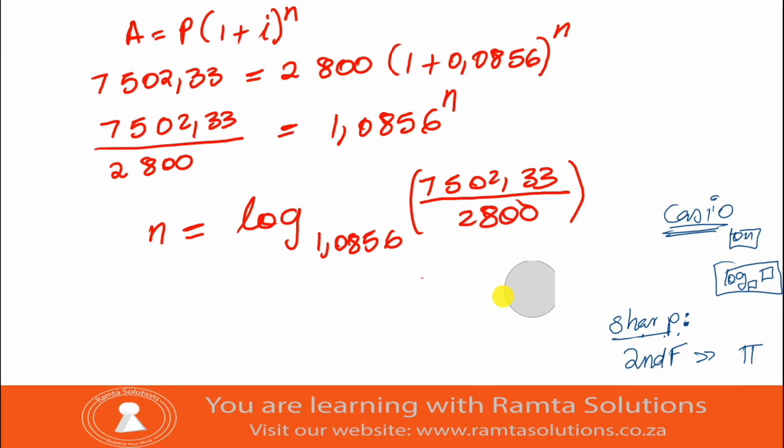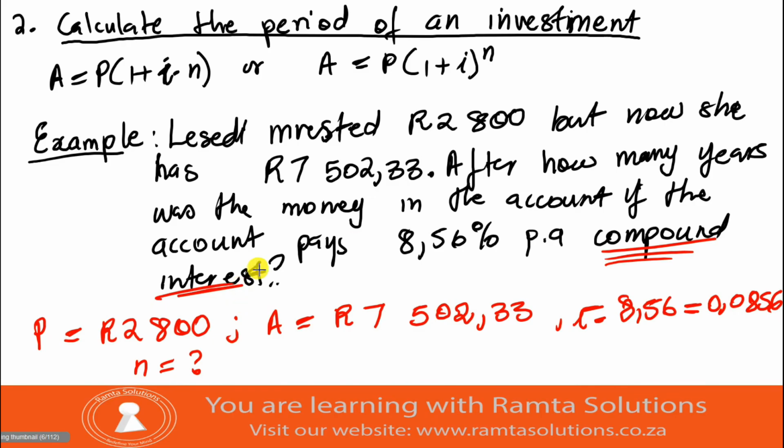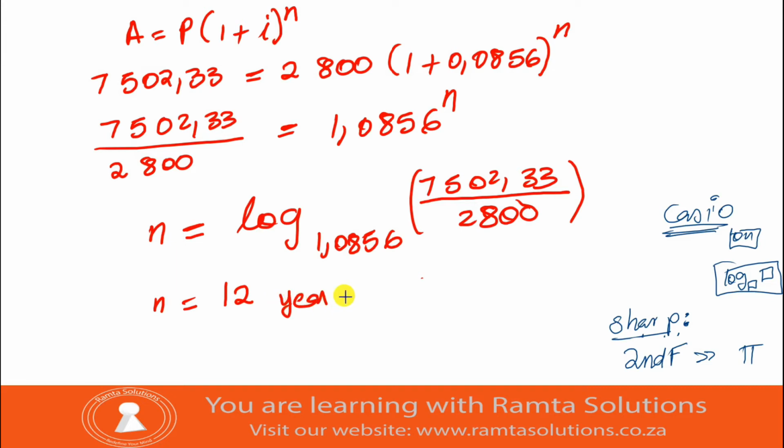Now, if you have that, your answer is, let me also punch it in. Correct to the nearest year, our answer is 12. Now, to answer the question, after how many years was the money in the account? The money was in the account for 12 years. Perfect.